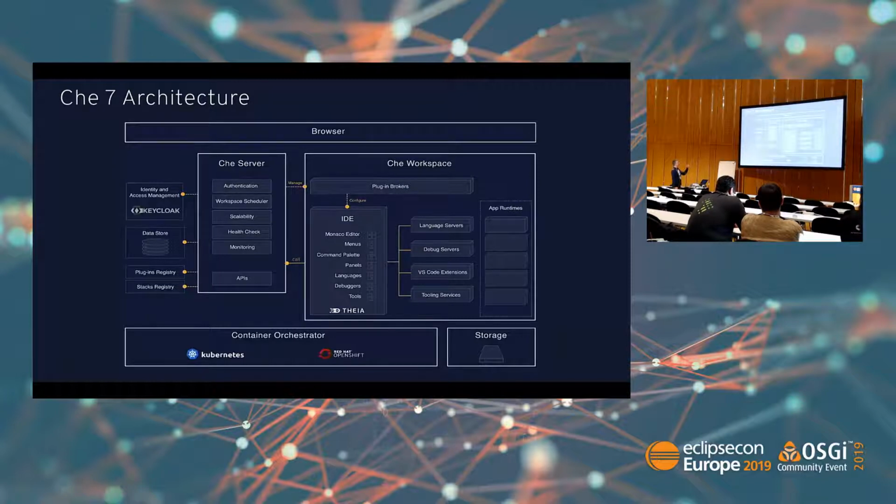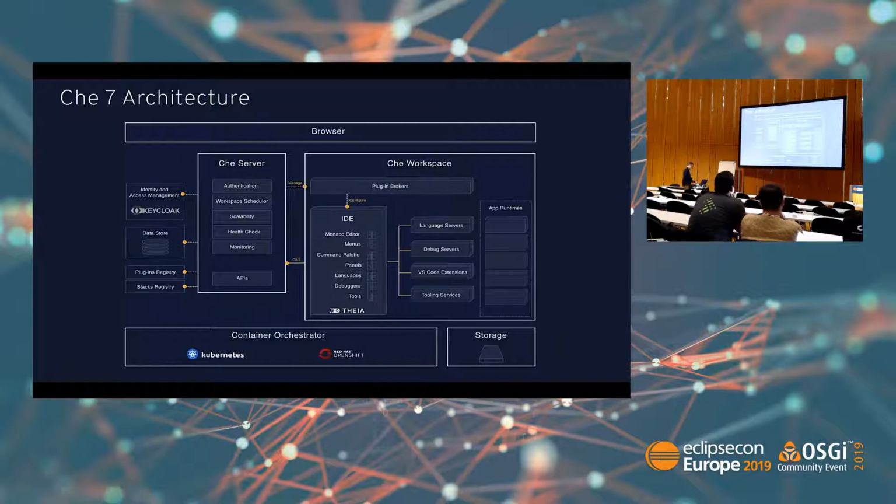Let me just focus on Che 7, so the current Che architecture. On one side, we have the Che workspace, which is really what the developer wants to be inside, with a full-blown IDE based on Theia, language servers, and app runtimes. And on the other side, you have a Che server, which is a monolithic component that will create those workspaces, manage them, and manage authentication, backed by identity management and a database.